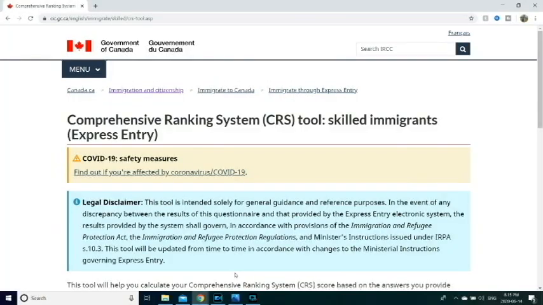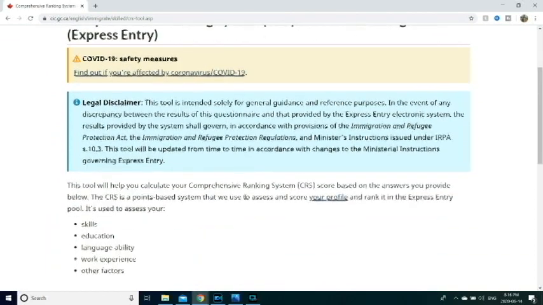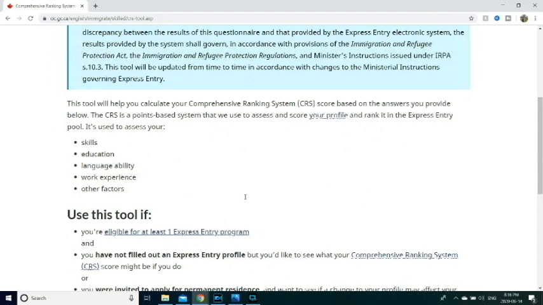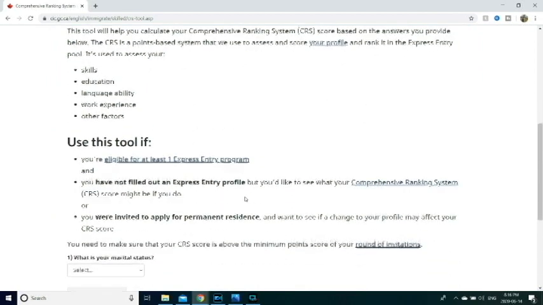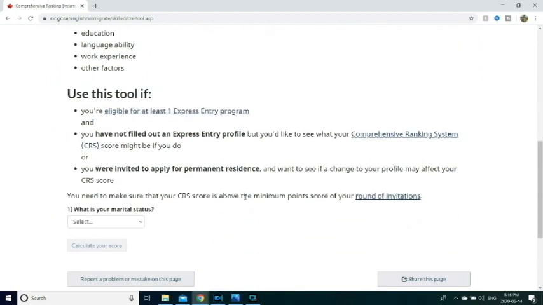So this is the page where you need to calculate the points for the Comprehensive Ranking System, or basically for your PR in Express Entry. This is the link for that, and I am giving the link in the description box as well. This is the cic.gc.ca website, a Canadian immigration website. We are going to discuss 4 scenarios today. I'm going to discuss scenario number 1 now.